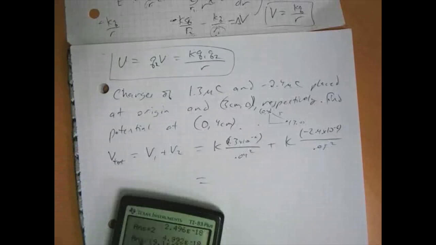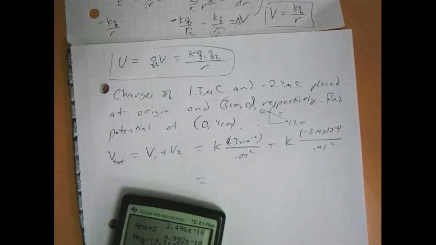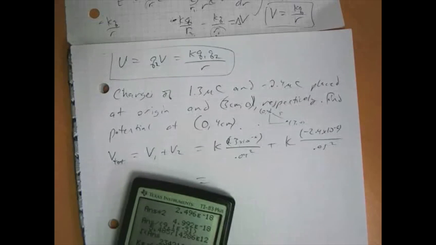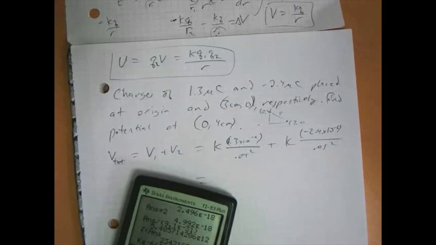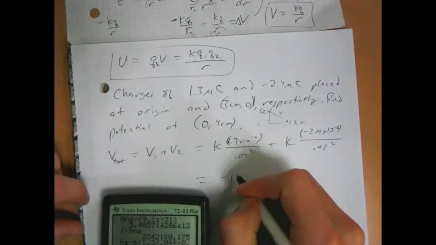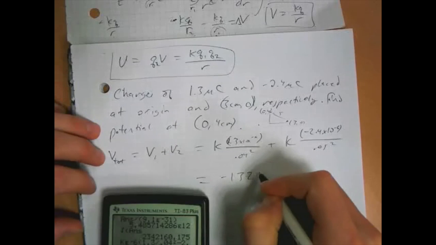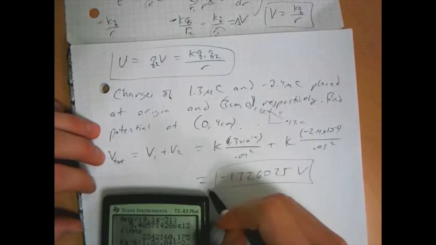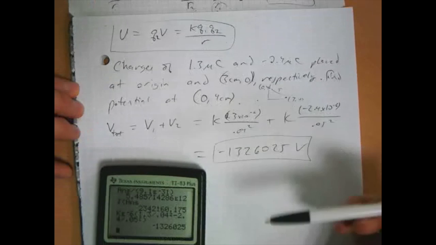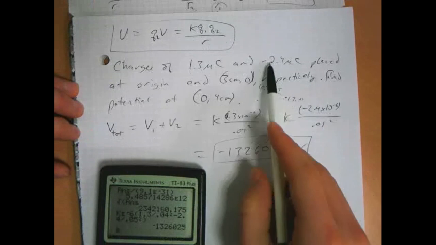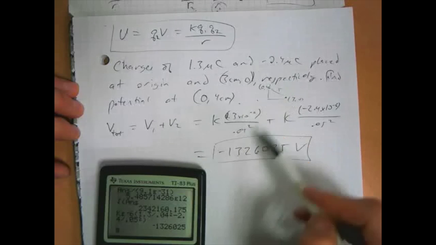So k times 10 to the minus 6 times 1.3 over 0.04 minus 2.4 over 0.05. And we get a potential of minus 13.26 volts. And that kind of makes sense. For our potential energy, we set 0 at infinity. As you get closer and closer to this negative charge, the potential is going to drop, and this negative charge is bigger than this positive charge.